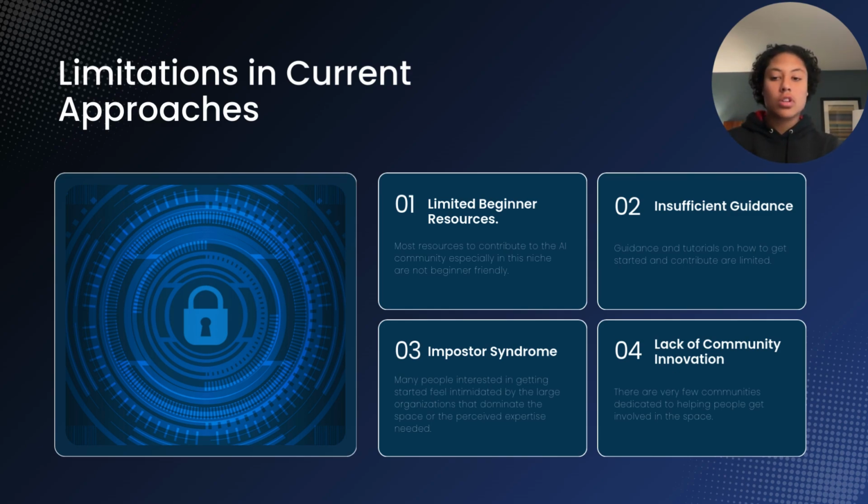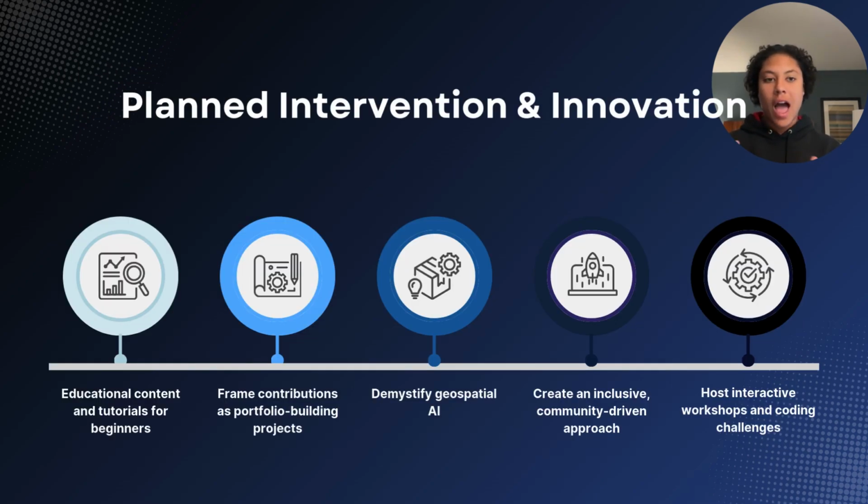So, without structured guidance, we're missing out on fresh ideas and diverse perspectives that could transform geospatial AI and help us take better care of our planet. So, how do I plan to change this? Well, my intervention plan isn't about having some crazy technical innovation. It's about education and engagement.